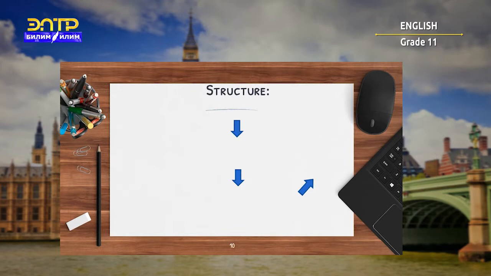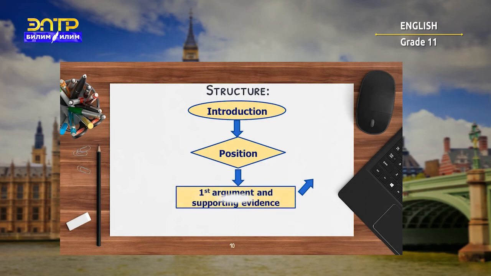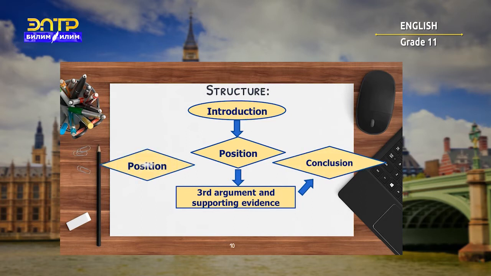A basic strategy employed when planning a discursive essay could include an interesting introduction, a clear indication of your position in relation to the topic, your first argument with supporting evidence, your second argument with supporting evidence, your third argument and supporting evidence, and the conclusion in which you reiterate your position.